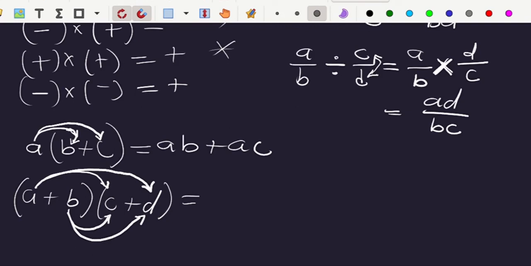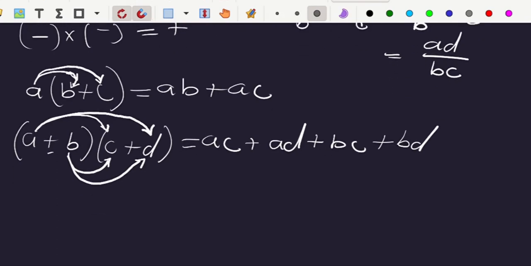So let's do it. A multiplied by C becomes AC. We multiply A by D, it becomes plus AD, using the sign here. And then we do B multiplied by C, which is BC, with a plus here. And then B multiplied by D, which is BD. This is just a simple way to deal with multiplication with brackets.